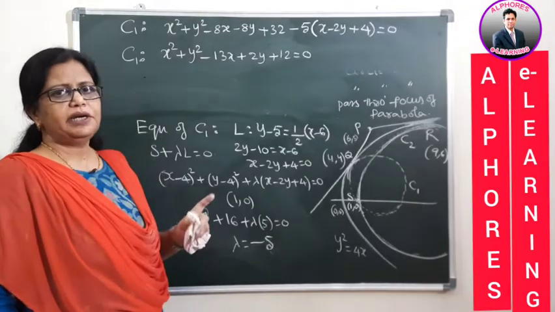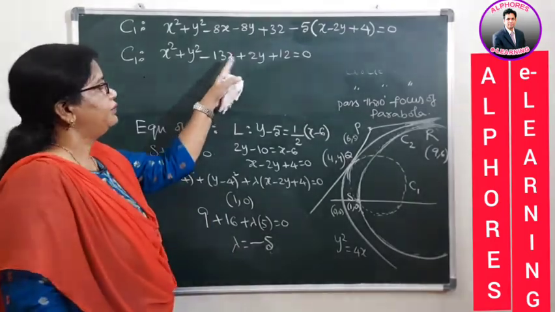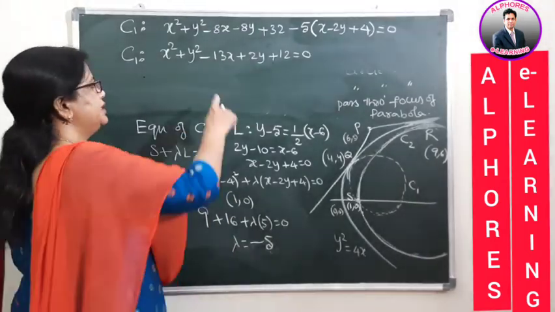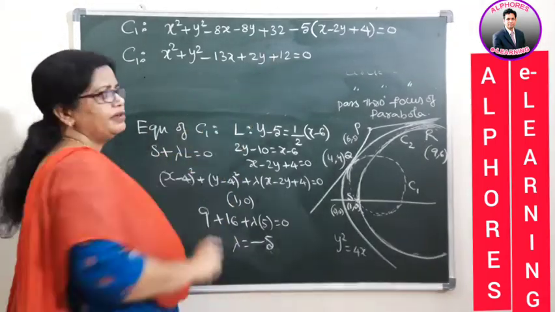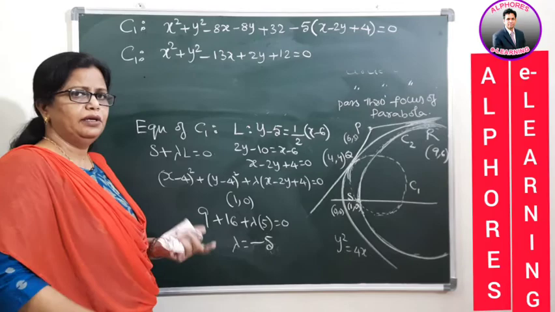Now if they ask about the radius, you can easily find the radius. What is the radius here? Square root of (13 by 2) whole square plus 1 minus 12. If you take this, you can obtain the radius.